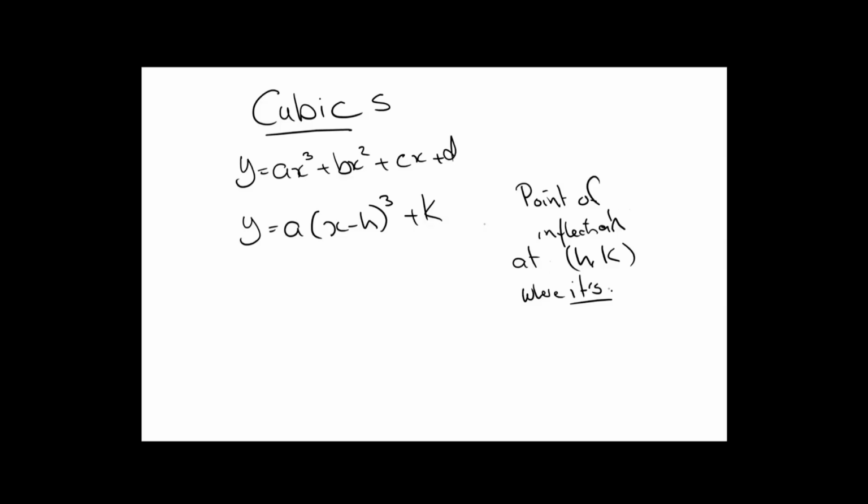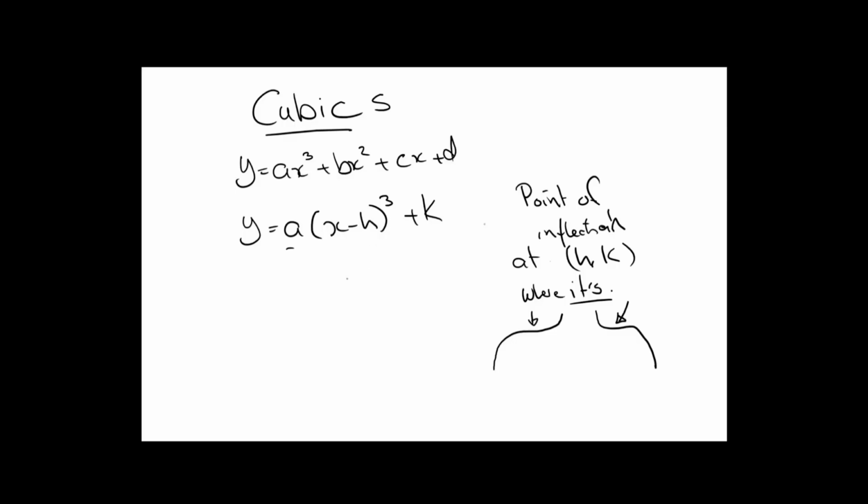But that's all we're going to say. So our graph is going to have either one of two looks. It's either going to look kind of like that, where that's our point of inflection, or it's going to kind of look like that. It's a bit exaggerated, where that's going to be our point of inflection. A is going to decide which of these it is.